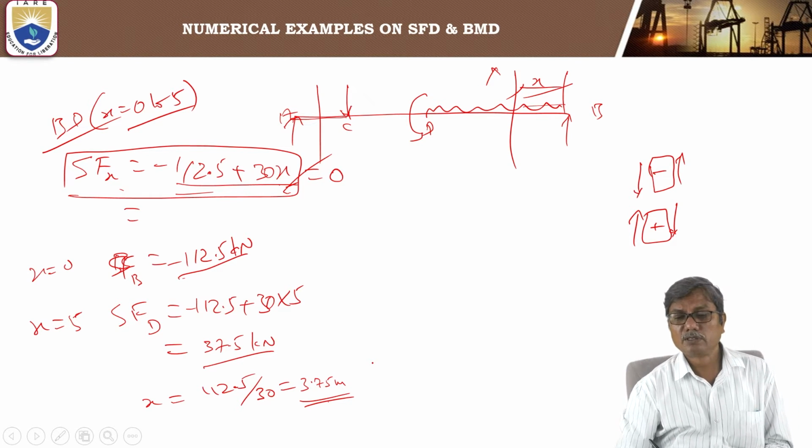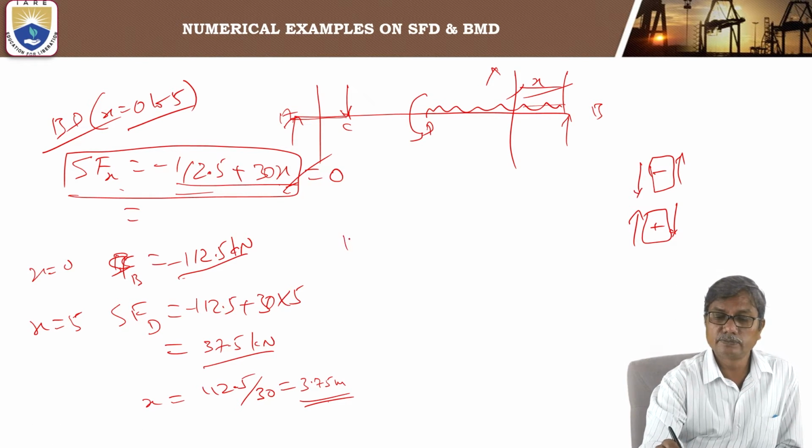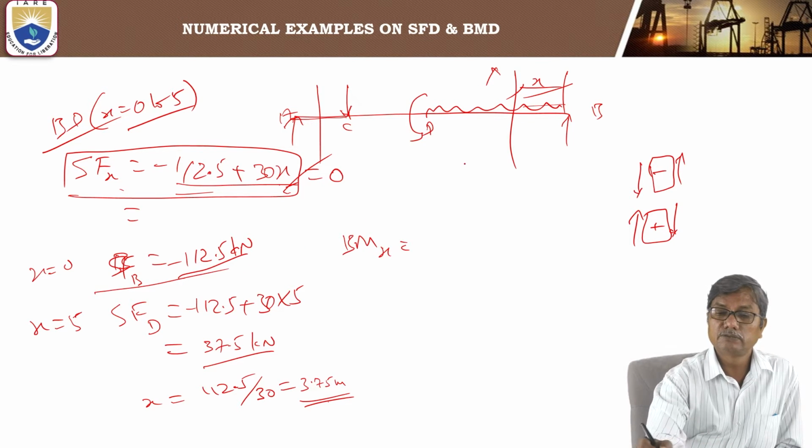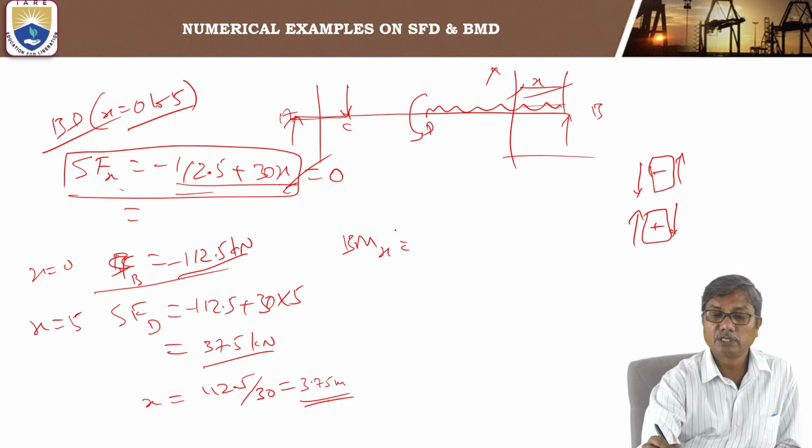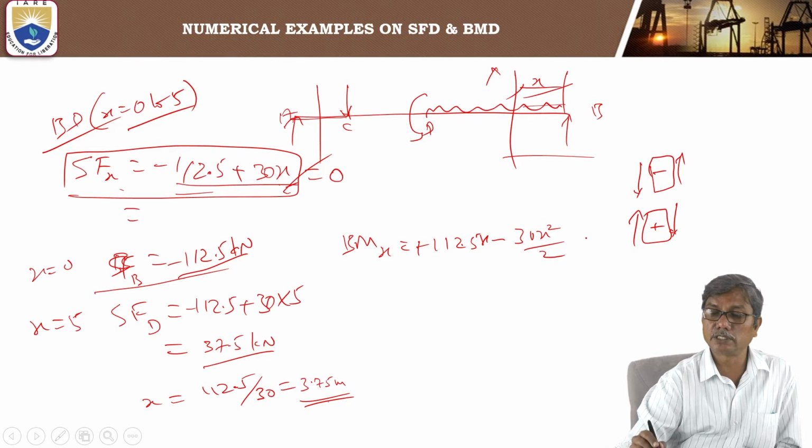And how about the bending moment now? Bending moment at X for this section is 112.5 into X, that is sagging, minus 30 into X by 2, that is 30x squared by 2.